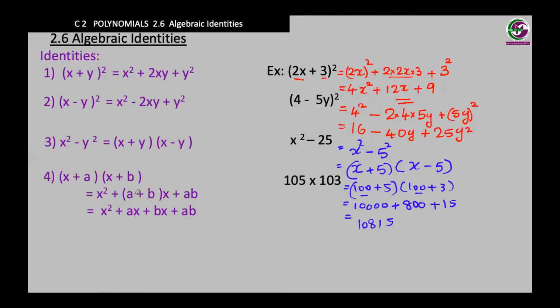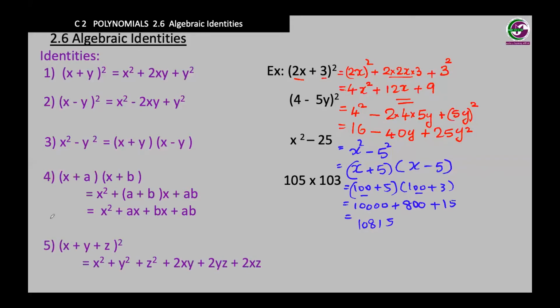Now, this expansion can also be rewritten as ax plus bx plus ab. Whenever you have a or b, one of them is a variable or has a variable, or both of them are variables. We will come to it in the examples.